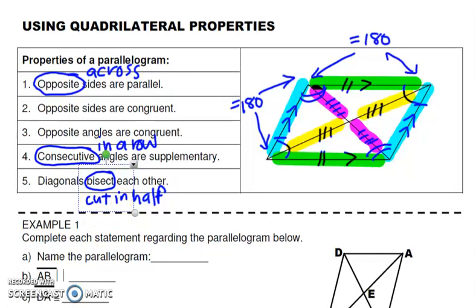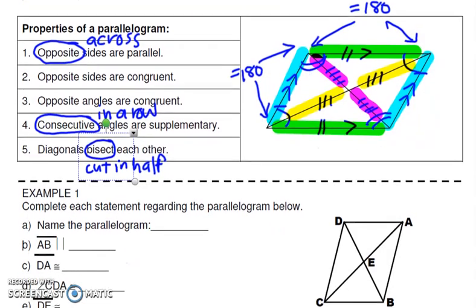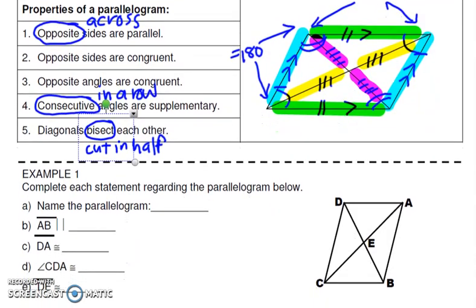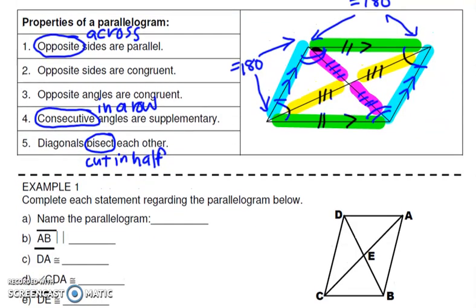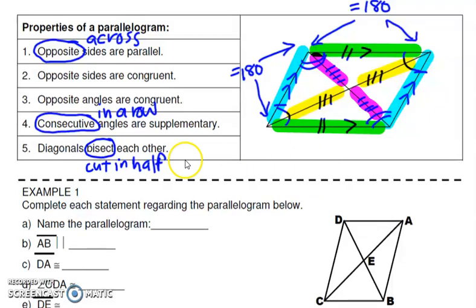Okay, so that's all the properties of a parallelogram. We're going to do this example 1 to just identify how those properties work. So I'm actually just going to do part A with you because when we name a parallelogram, what we have to do is name it by the outside vertices. We don't include this vertex in the middle, E, just the outside 4 vertices of the quadrilateral.